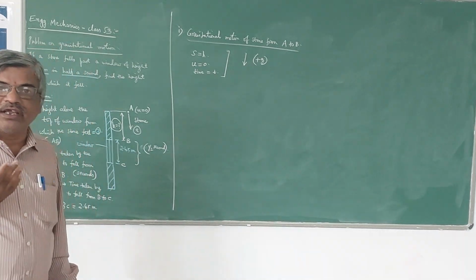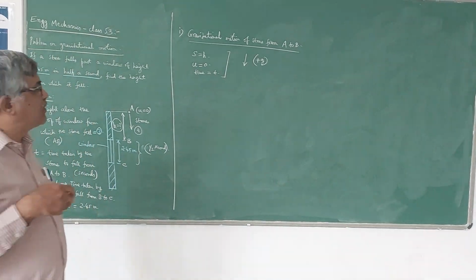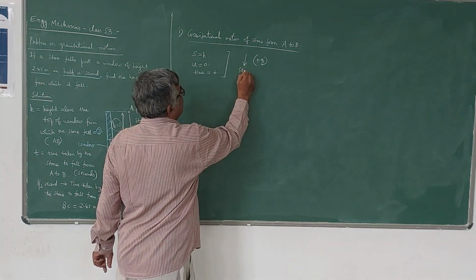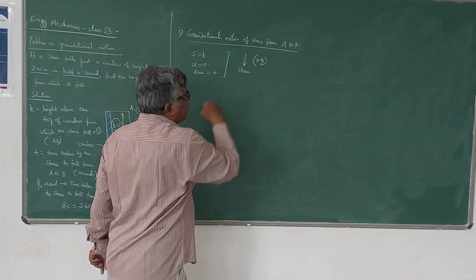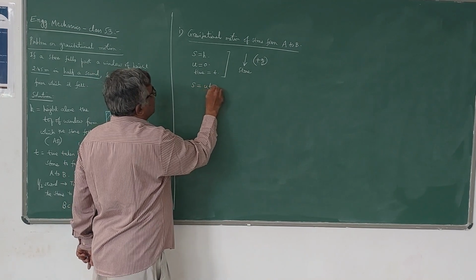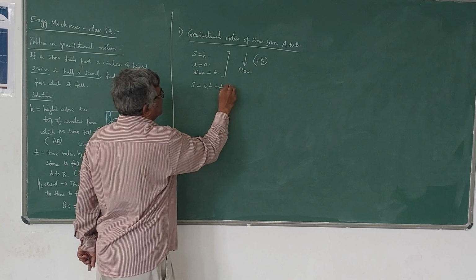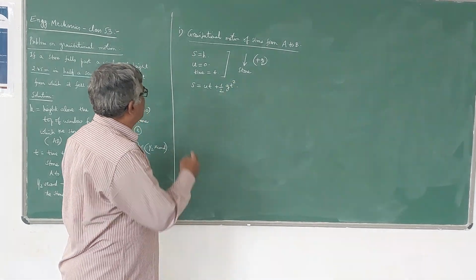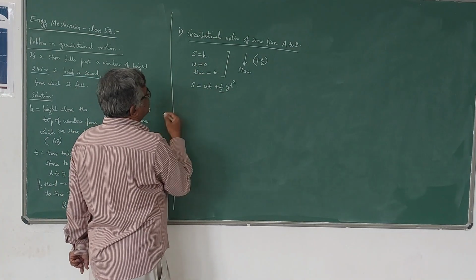When it is traveling towards gravity, you have to take plus g. So downwards, the stone is falling downwards, therefore you have to take plus g. The equation is s = ut + ½at². This is the second equation of motion. So please substitute these values here.